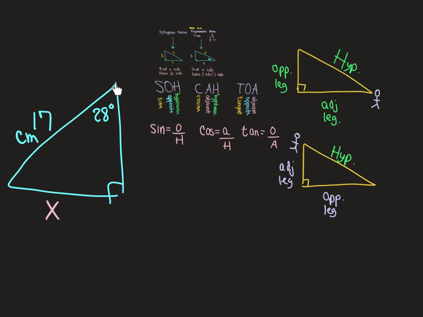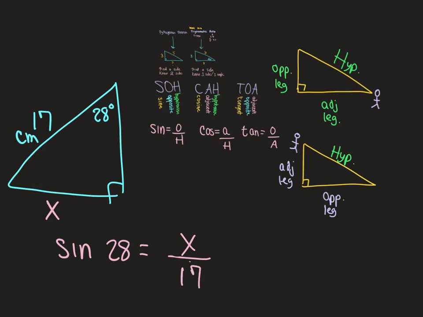If I'm standing at this corner, way over here is the opposite leg. That means I must be using sine. So what I write is the sine of 28 is equal to opposite over hypotenuse. But I know hypotenuse is 17 and opposite is x.